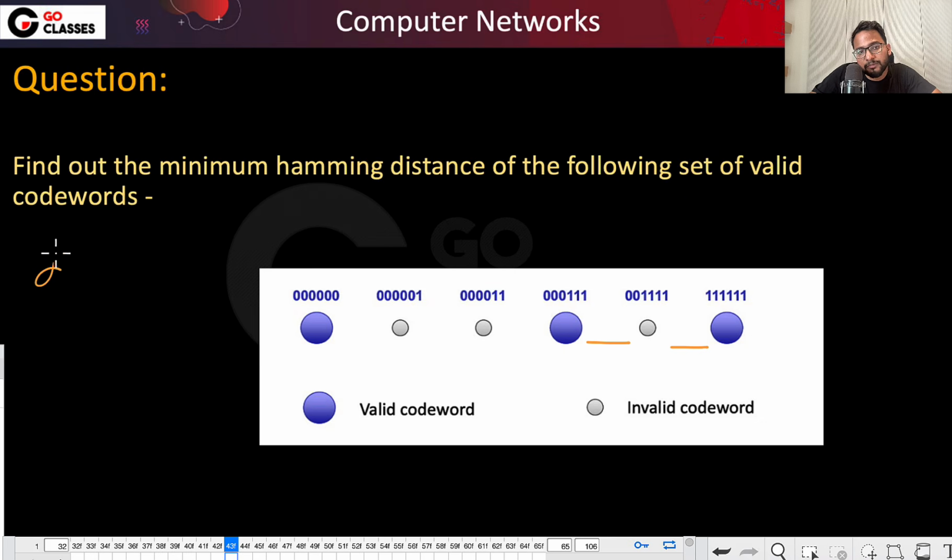So D minimum, or the minimum Hamming distance, is basically 2 because of this, right? Although there are 3 distances between these two, still the minimum is 2. I hope you understood. That's how you find out the minimum Hamming distance.